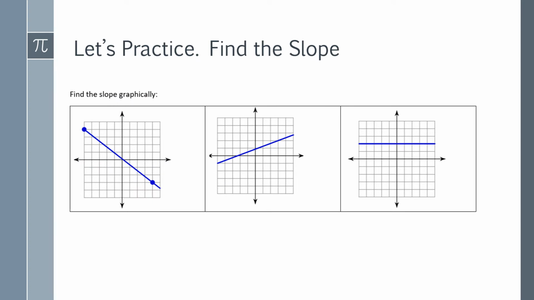So let's practice finding the slope graphically. To find the slope graphically, remember, slope is the change in y over the change in x. Sometimes they're nice enough to give us two little dots that we can use. So they gave us those little dots. We need to figure out how far we rose and how far we ran. I'm just going to draw a little triangle here to help me with my counting.